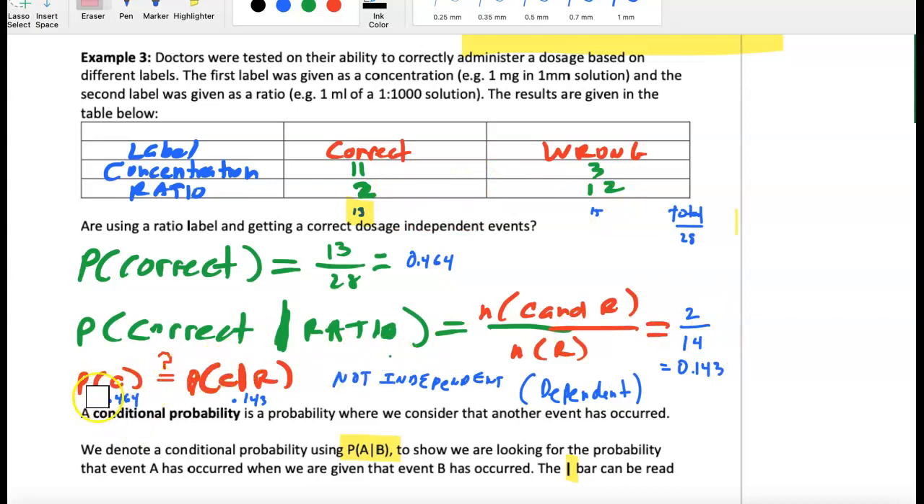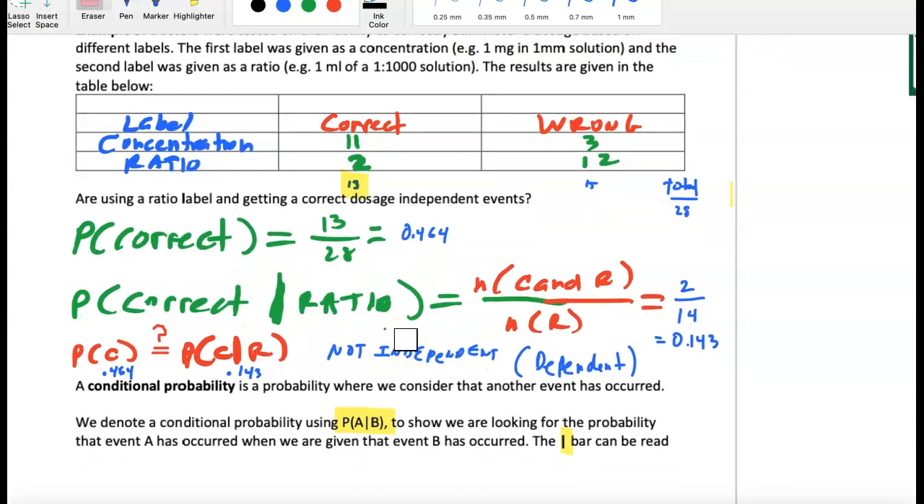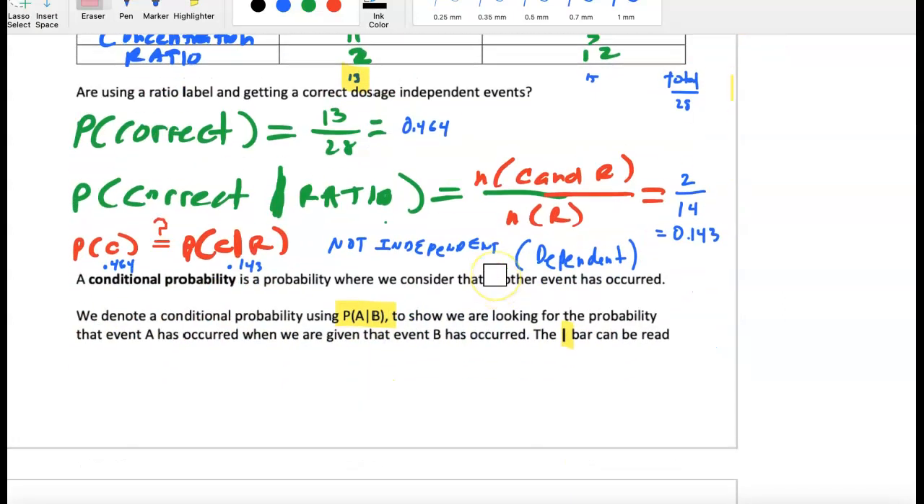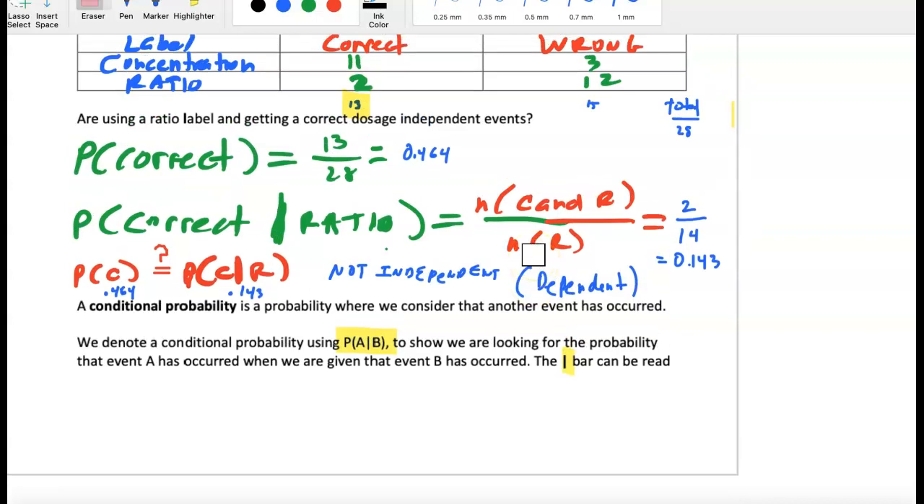So is the probability of getting correct equal to the probability of getting correct given we know we're looking at a ratio label? These are two different values, which means they're not independent. Somehow there's a relationship between the type of label and whether you get a correct dosage, which in reality could be a scary thing in the real world, that depending upon what's on the label, you could get a wrong or correct dosage. They're not independent events. They are related in some way. And that's an example of an application of this idea.